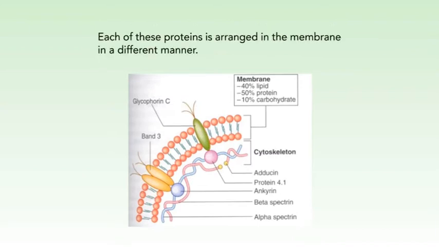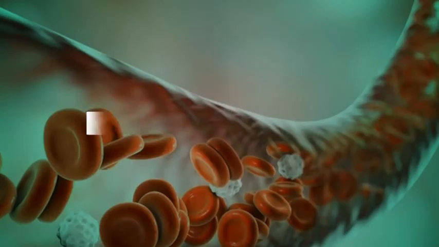Each of these proteins is arranged in the membrane in a different manner. We can use them as examples of 3 major ways that proteins are associated with membranes, not only in the red blood cell, but in other cells as well.